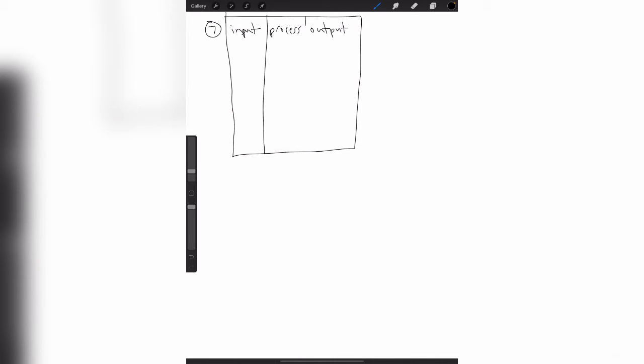All right. The next one, problem number 7. I'm going to add my input column, my process, and then my output. All right, so draw this like that. And then for input, I have, it looks like 1 through 5. So 1, 2, 3, 4, and 5.